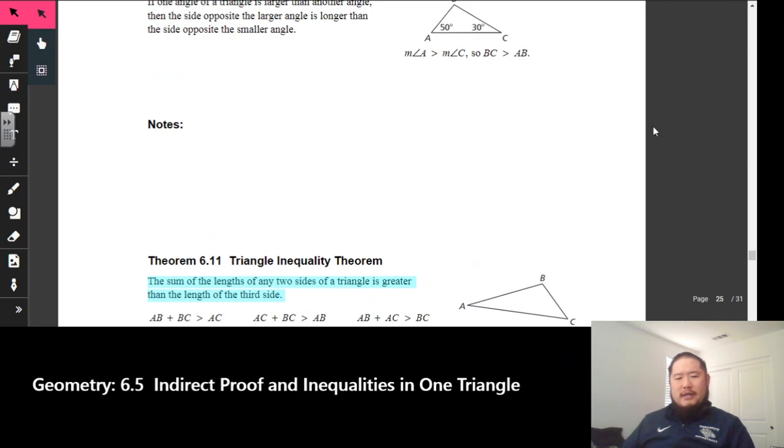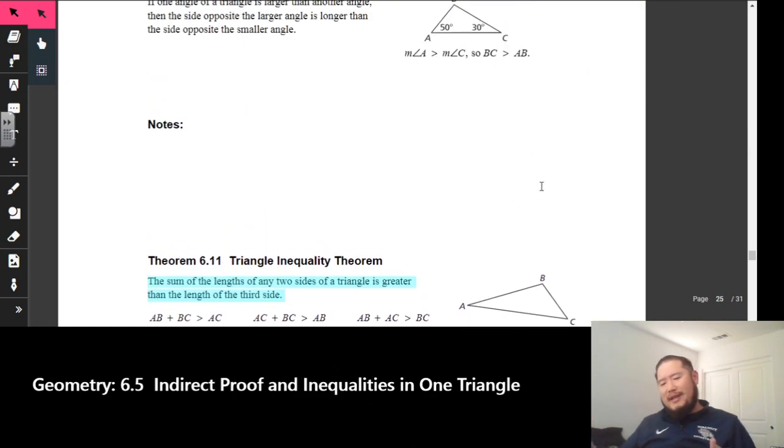The next theorem is Theorem 6.11, the triangle inequality theorem. It says this: the sum of the lengths of any two sides of a triangle is greater than the length of the third side. So two sides of the triangle must be greater than the third side. You have to do this.